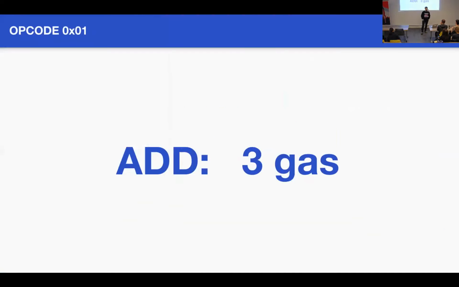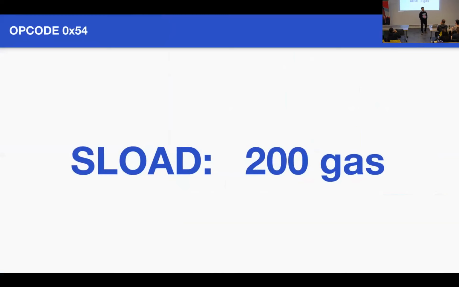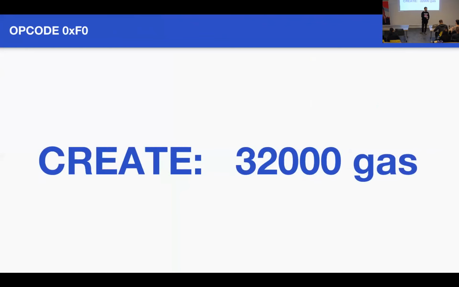So if you want to add, that's going to cost you 3 gas. If you want to load something from storage, that's going to be 200 gas. If you want to create a new contract, that's 32,000 gas. So this is how, if your code is too complex, it's eventually going to run out of gas. This concept is somewhat analogous to fees in Bitcoin. So you pay it in Ether when you initiate the contract.